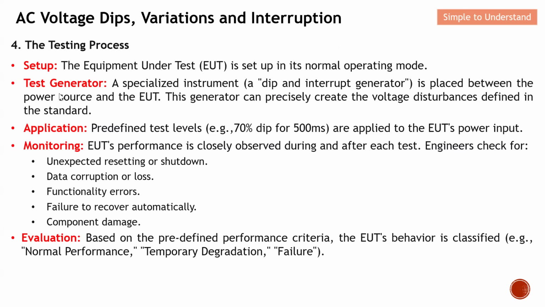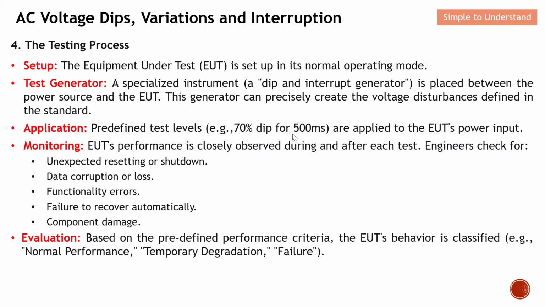Next, on the test generator, it will be a very specialized instrument. For the dips and interrupt generator, they are placed between the power source and the EUT. This generator can precisely create the voltage disturbance defined in the standard. So you can see that they generate some form of voltage disturbance, which will then disturb your DUT. What you need to do is see whether your DUT can survive this kind of disturbance.